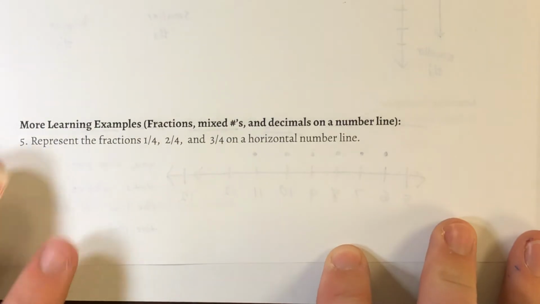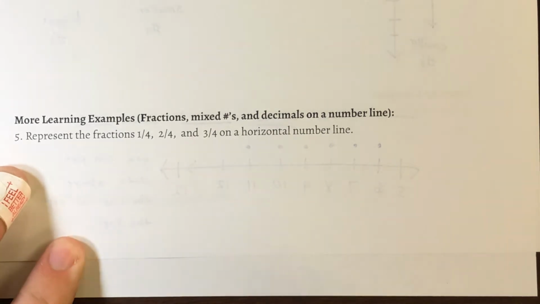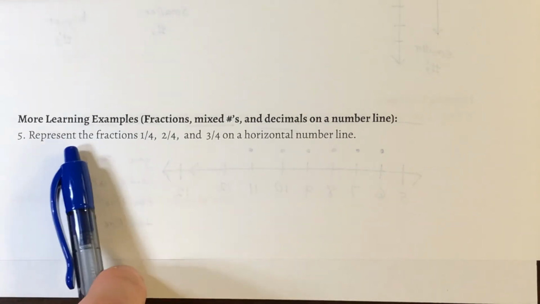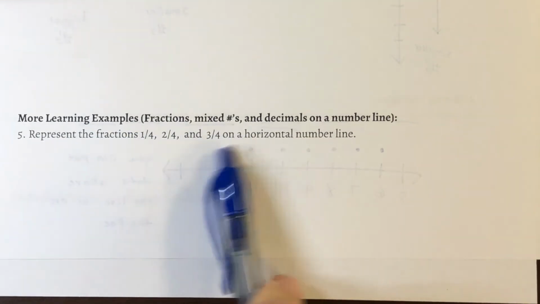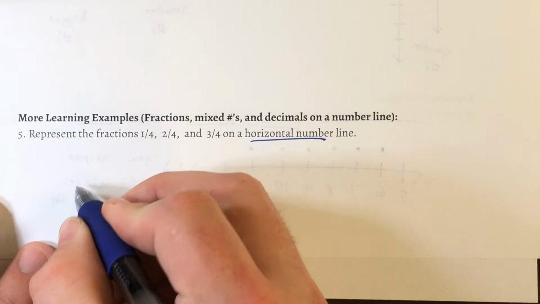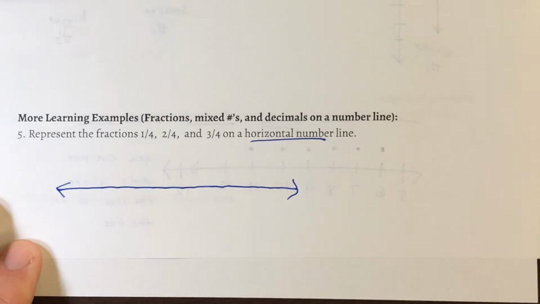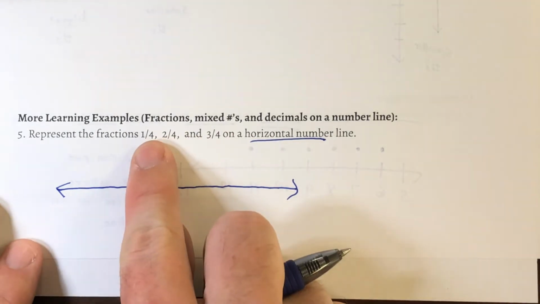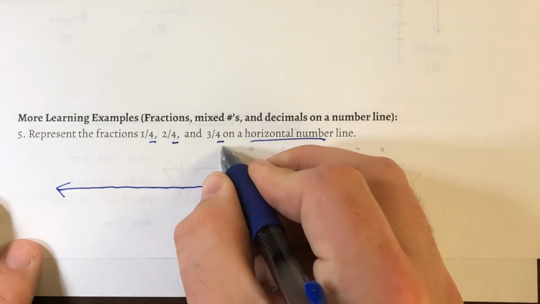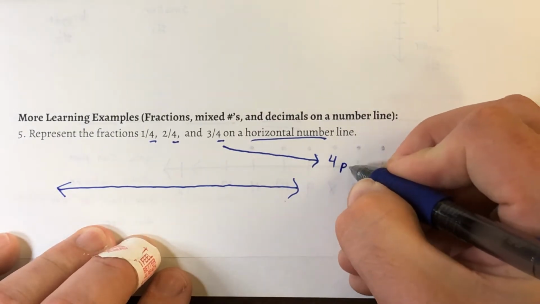All right. Let's make it better. Let's now include examples with fractions, mixed numbers, and decimals. So, our example right here, we want to represent the fractions 1/4, 2/4, and 3/4 on a horizontal number line. So, first step, the easiest part, horizontal number line, meaning left to right. Next, I'm going to look at my denominators. That would be the 4s. What does that imply? That implies that your number line is going to be broken into 4 pieces or parts.